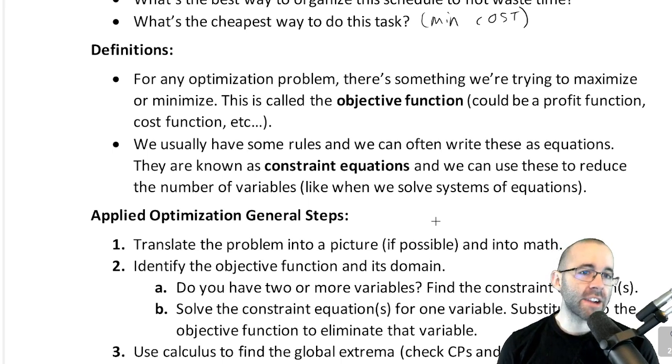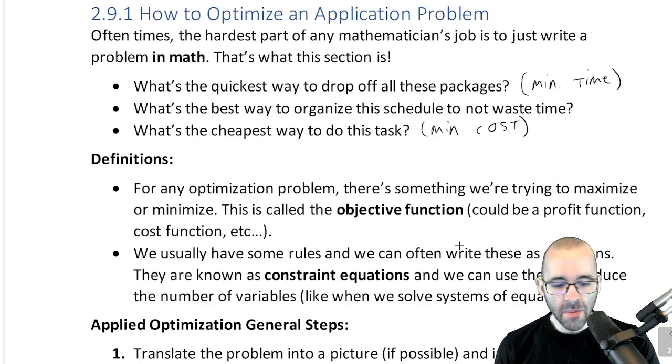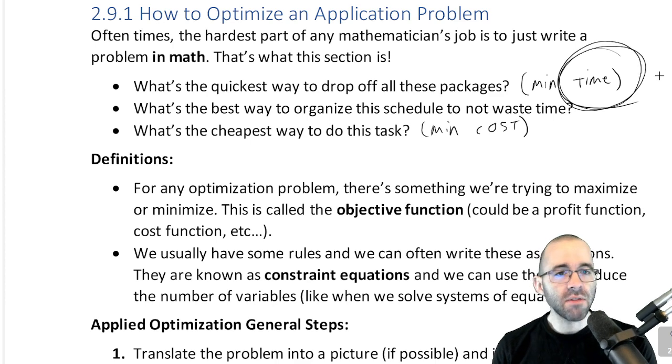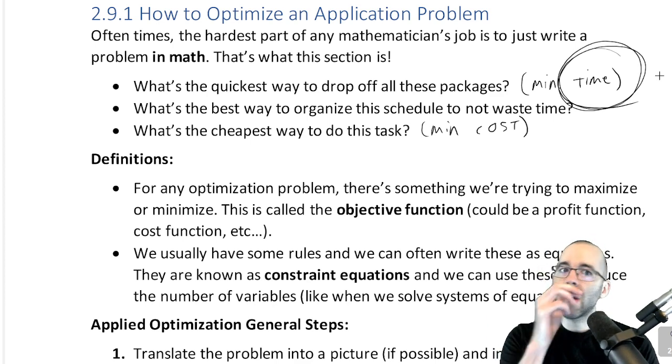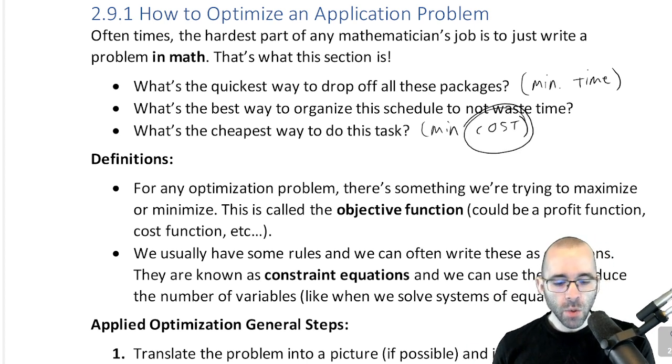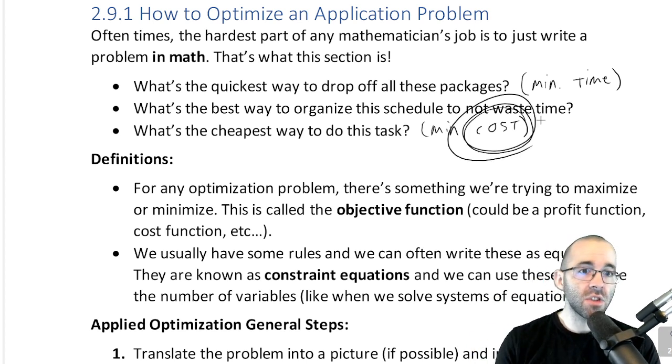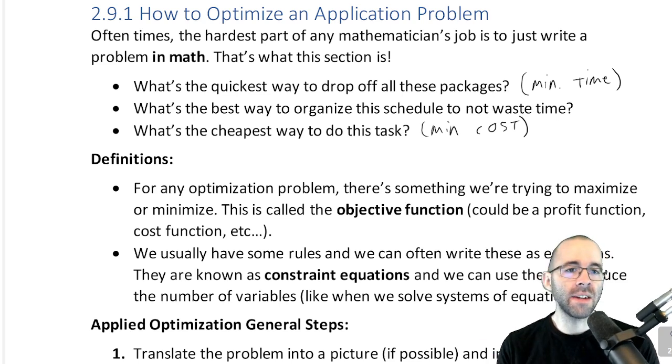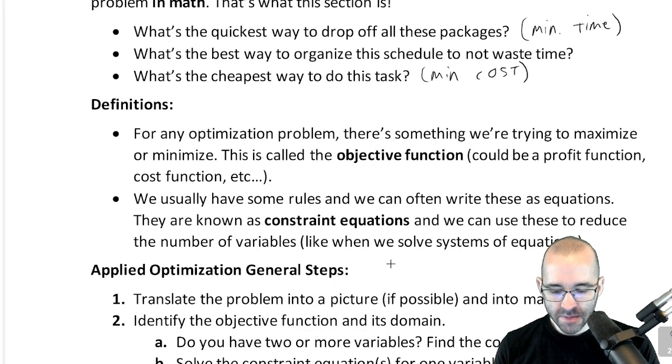We're going to talk about objective functions and constraint equations. So when we're trying to maximize or minimize something, the objective function is just what we're trying to minimize. So we'll have some kind of equation for time here, or we'll have some kind of cost function. That's what the objective function refers to. What are we trying to minimize or maximize?